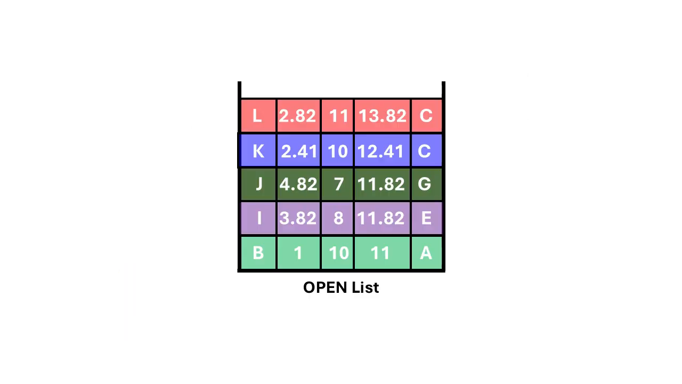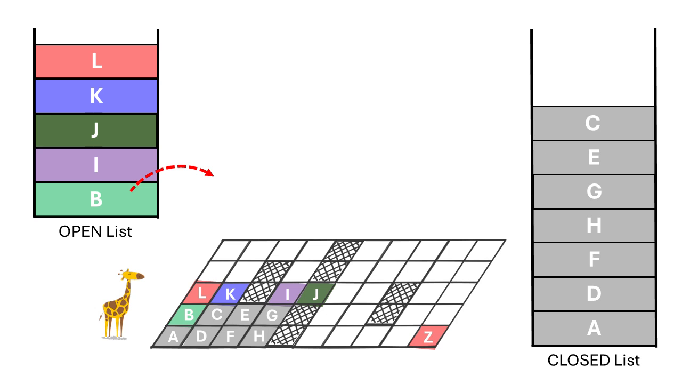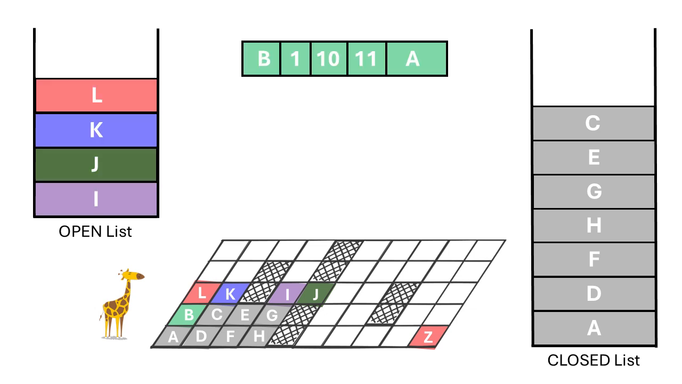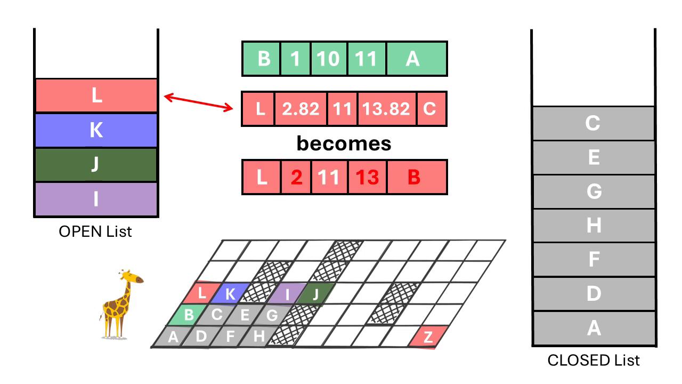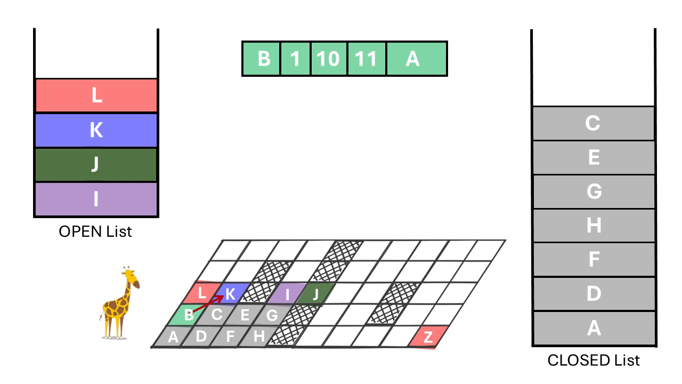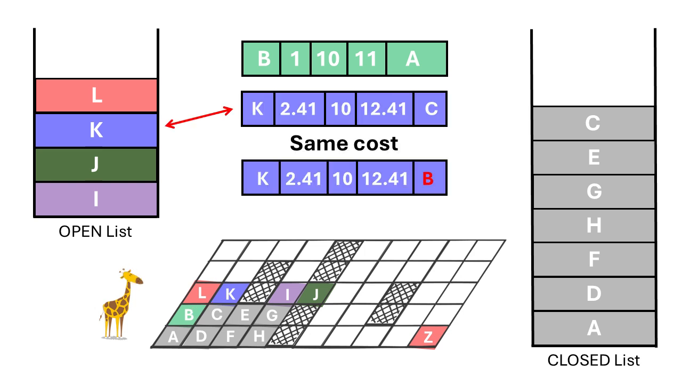The cheapest node on the open list is now node B. There are 2 interesting neighbours connected to node B. First we have node Al, which already exists on the open list. It is cheaper to get to node Al through node B than through its parent node C, so we update Al's details. And then we have node K, which is already on the open list too.